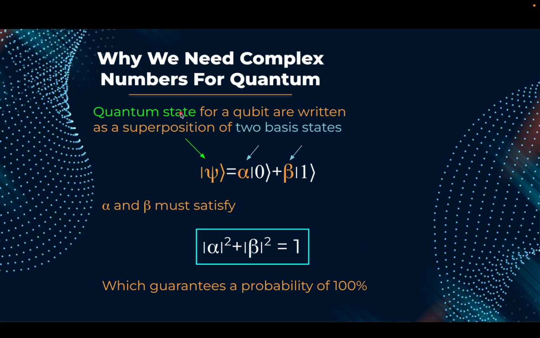So why do we need complex numbers for quantum science? Well, a quantum state for a qubit is written as a superposition of two basis states, meaning if you have a qubit, it can either exist in an alpha form or a beta form. And in quantum science, we say they usually exist at the same time. So alpha and beta must satisfy this formula where alpha squared plus beta squared equals 1, which guarantees a probability of 100%.